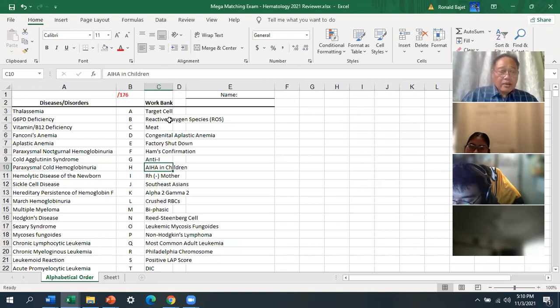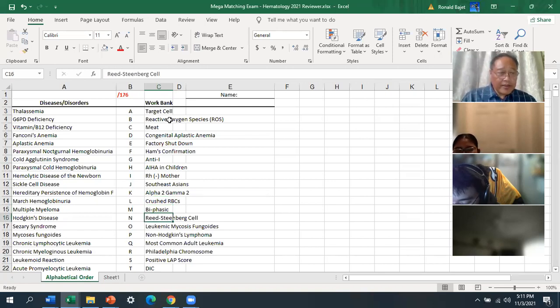HDN. One characteristic of HDN is an Rh negative mother. Sickle cell disease, typically it's in Black individuals, but Southeast Asians. So if I put Southeast Asians, you can say, what the heck is up with Southeast Asians? Southeast Asians can get sickle cell disease, and that was in the lecture. Hereditary persistence of hemoglobin F, as you know, is alpha 2, gamma 2. March hemoglobinuria, okay, that's a hemolytic anemia, and you get that by crushing your RBCs.